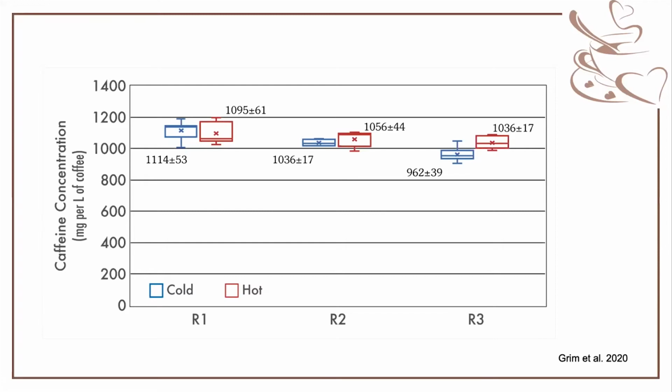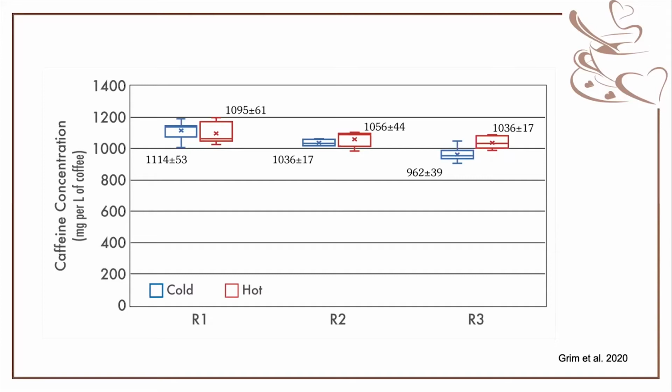And not only that, the cold brew and hot brew coffee tend to have comparable caffeine concentration. So nothing really interesting here. If you want to drink something that's highly caffeinated, it's more important to put more coffee grind in there than to choose the roast. It's my opinion.